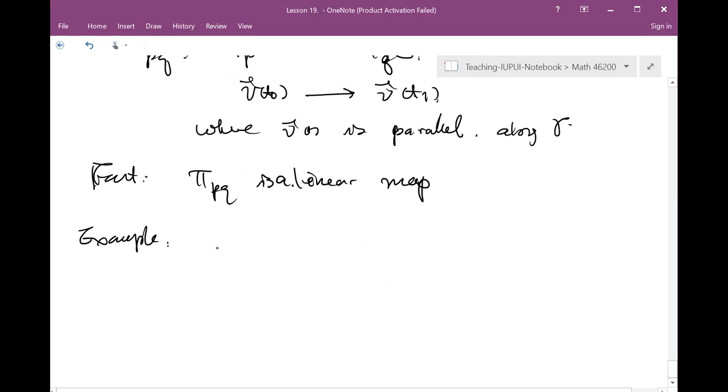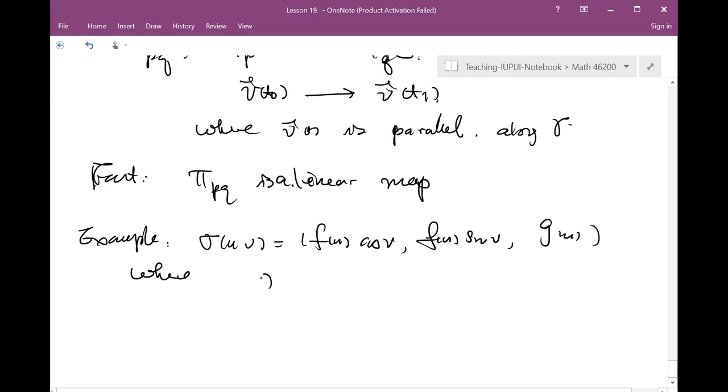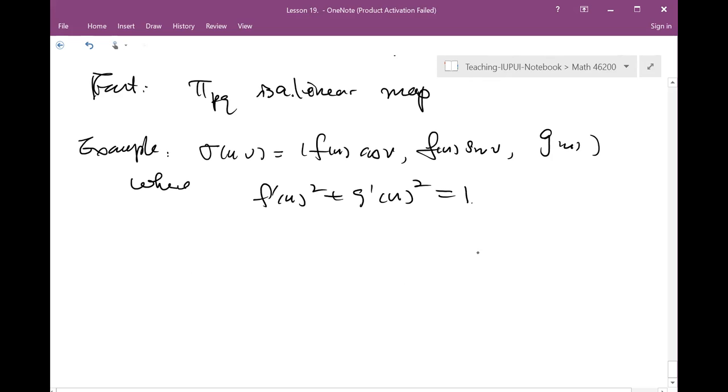I consider a surface patch for the surface of revolution. We assume that it is always equal to 1. So what does that mean?